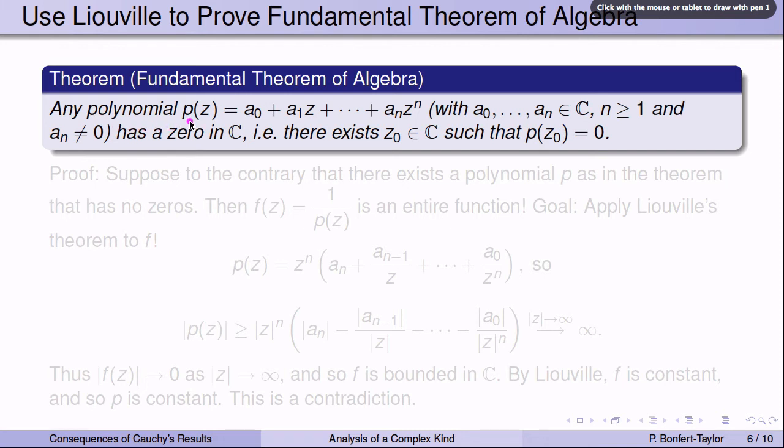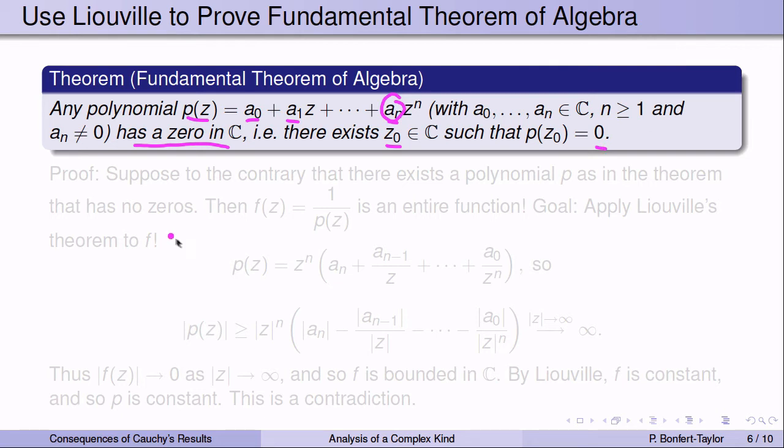Any polynomial p of z of the form a0 plus a1 z all the way through an z to the n, where all these coefficients a0, a1 through an are complex numbers, n is at least 1, and the nth coefficient is non-zero. Any such polynomial, we claim, has a 0 in C. So there exists a point z0 such that when I plug that into p, I get 0.